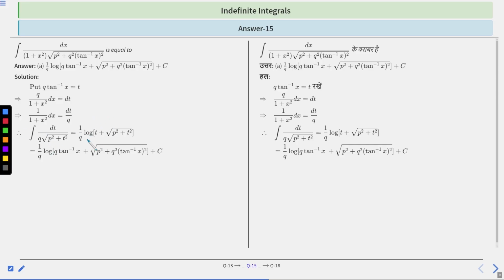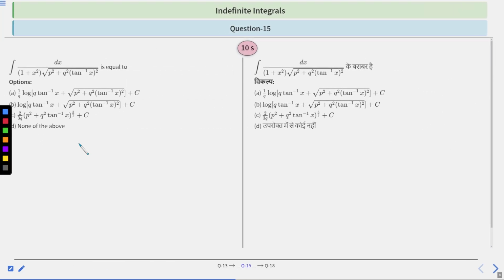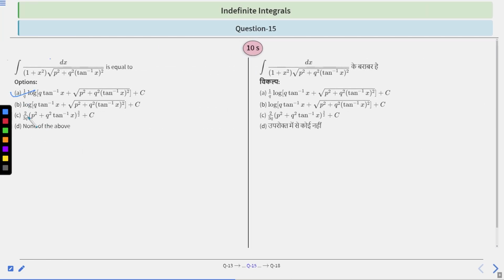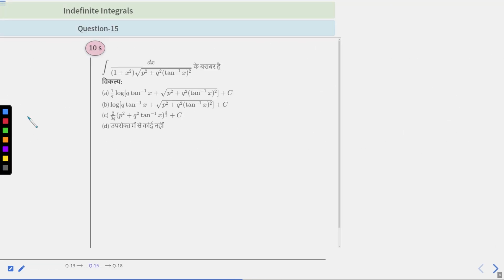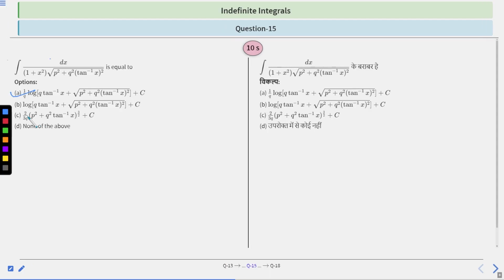is 1 by q log of t plus root over p square plus t square, which will be equal to 1 by q log of q tan inverse x plus root over p square plus (q tan inverse x) whole square, plus c, which will be the right choice, right? So when you match this expression with the options, you will get option A as the right choice. Option A will be the right choice. Got it?